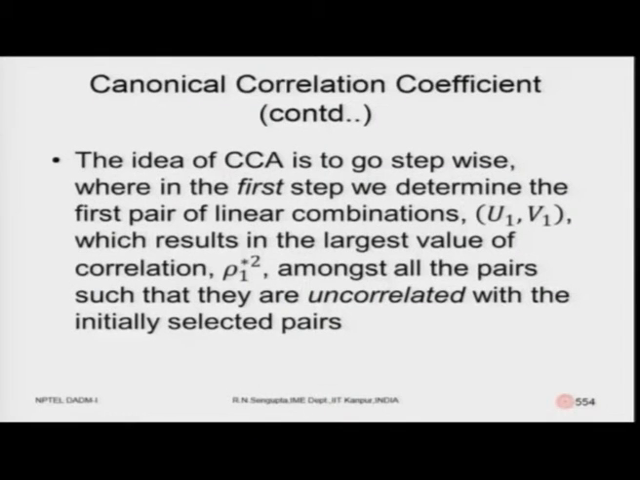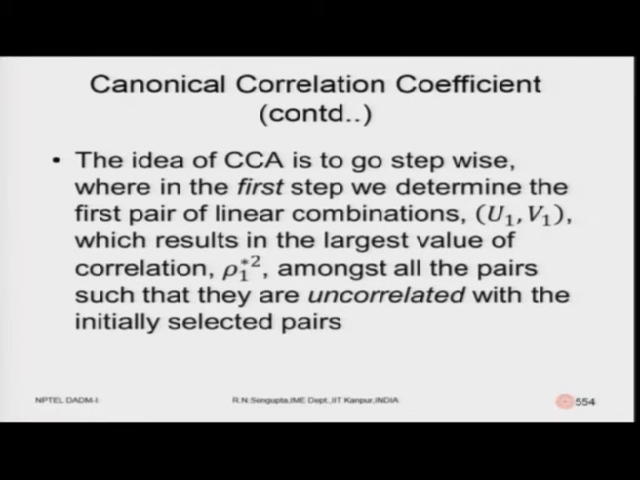So, let me read it as it says. The idea of canonical correlation is to go step by step, where in the first step we determine the first pair of combinations, U suffix 1 and V suffix 1, which results in the largest amount of correlation that can be gleaned from this relationship. That is the largest value of the correlation rho 1 square, where rho 1 corresponds to U1 V1 amongst all the pairs, such that they are uncorrelated and give us the maximum amount of information.